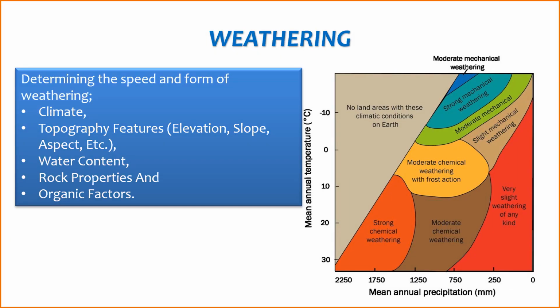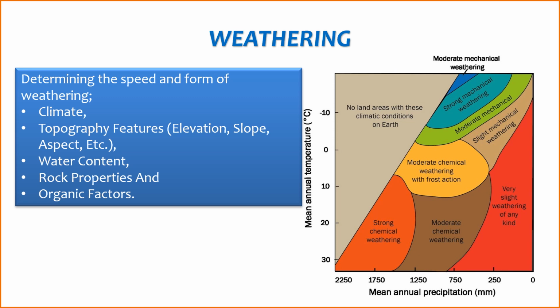Weathering is the process by which rocks are broken down into smaller particles through various physical, chemical, and biological mechanisms. Several factors influence the rate and type of weathering. 1. Climate. Temperature: higher temperatures generally accelerate chemical reactions and increase the rate of weathering. Precipitation: water facilitates both physical and chemical weathering. Regions with high rainfall often experience more rapid weathering.